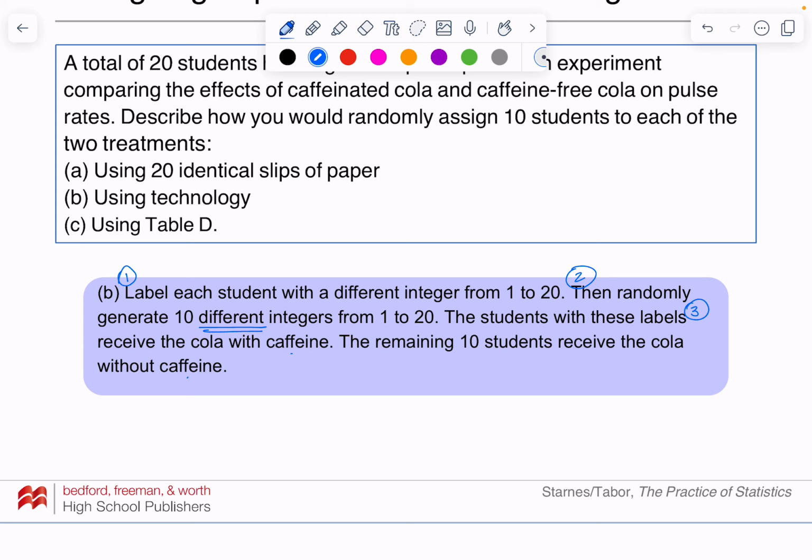So when you're describing how you would randomly assign, you 1, label each person with a different number, assign a number to each person. 2, have your technology randomly generate 10 unique or different integers from 1 to 20. And then 3, those corresponding people with those numbers are going to be in one group, in this case caffeine. The rest will be in the other group without caffeine.